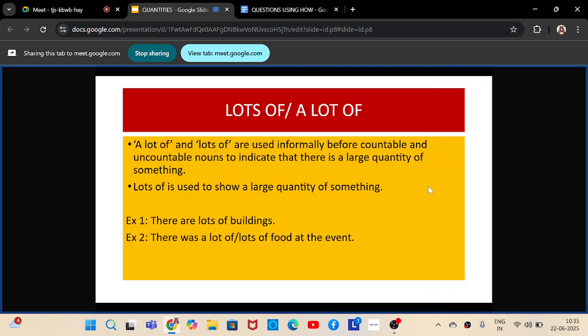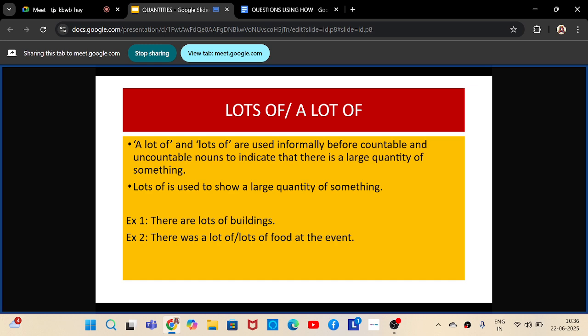Now, moving to the last part, lots of or a lot of. Both are the same, they have the same meaning. So a lot of and lots of are used informally before countable and uncountable nouns to indicate that there is a large quantity of something. Just like more, this lots of or a lot of can also be used with both countable and uncountable nouns to indicate that there is a large quantity of something. That's what I have given here again.